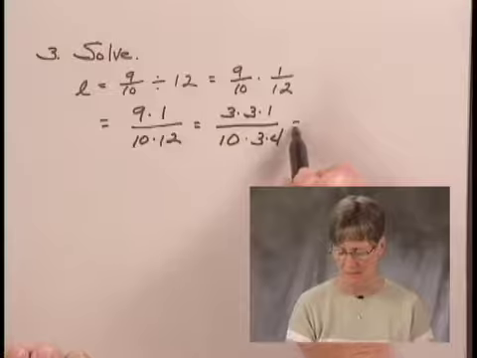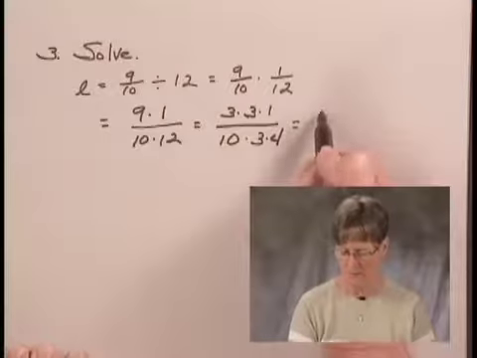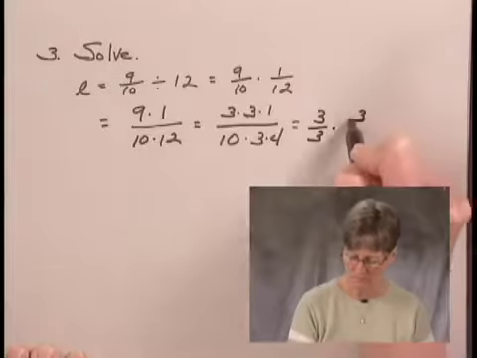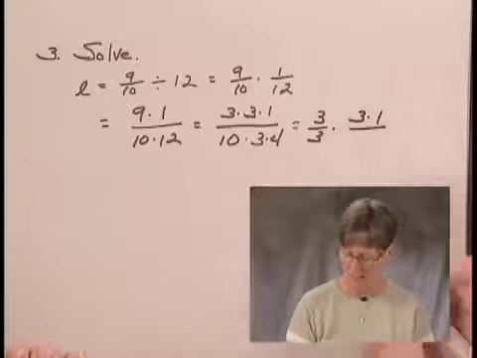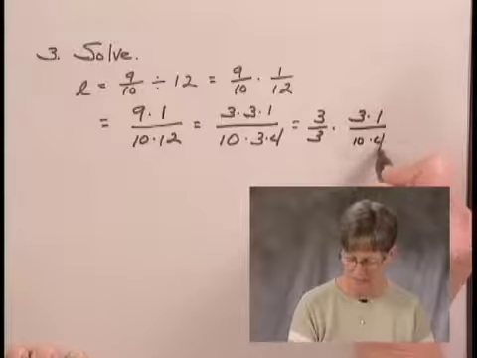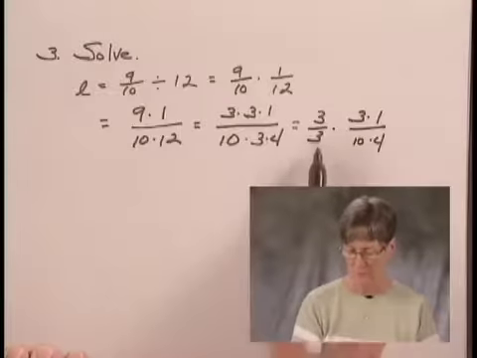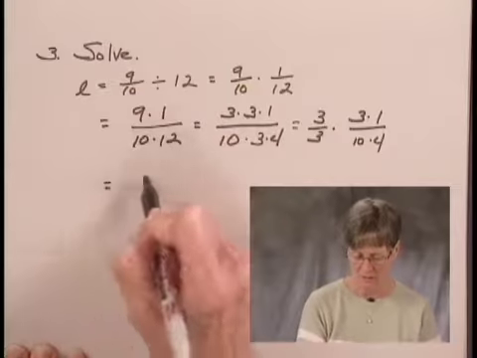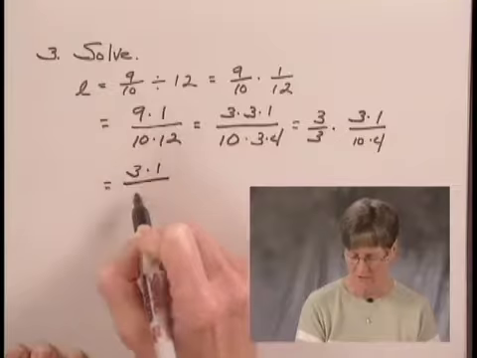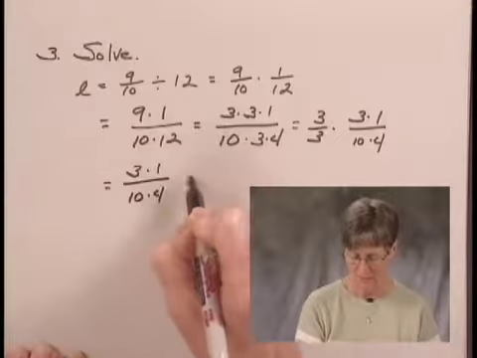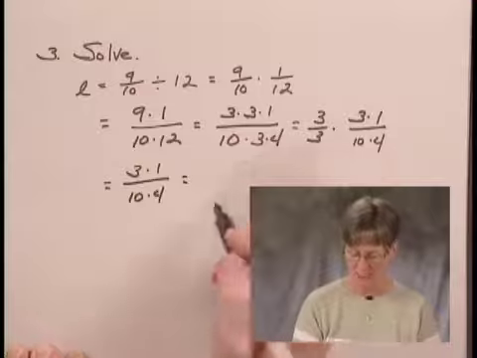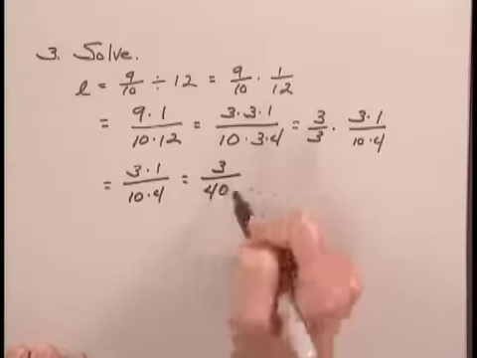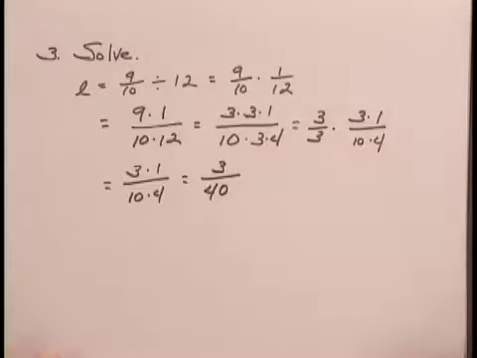And now I can write 3 over 3 times what's remaining in the numerator and the denominator. In the numerator I have 3 times 1, and in the denominator I have 10 times 4. 3 over 3 is equal to 1, so I have 1 times this expression, which just gives me that expression, 3 times 1 over 10 times 4. And multiplying in the numerator, I get 3, and in the denominator, I get 40. So the solution is 3 over 40.